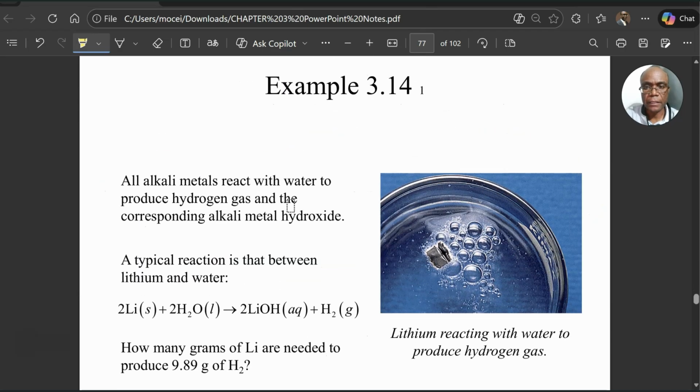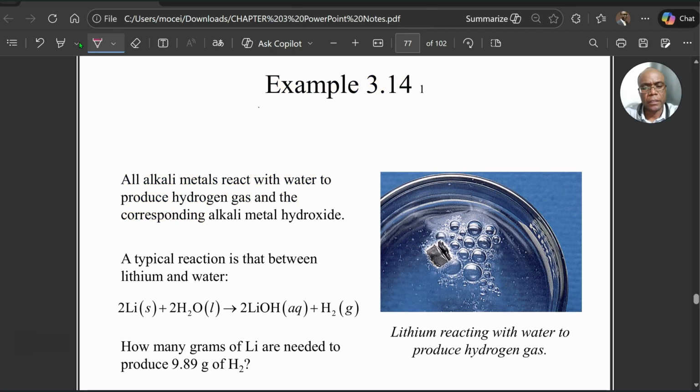Now next we're going to look at another example, example 3.14. All alkali metals react with water to form or produce hydrogen gas and the corresponding alkali metal hydroxide. A typical reaction is that between lithium and water, but you can do the same thing with sodium. So sodium can also do it, because if you react sodium and water, you are going to get sodium hydroxide and hydrogen gas. You'll see bubbles. And if it's a lot of solid sodium, a fire will start.